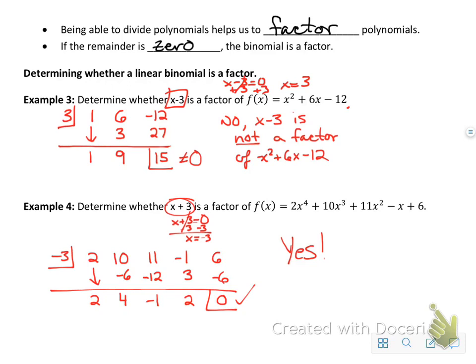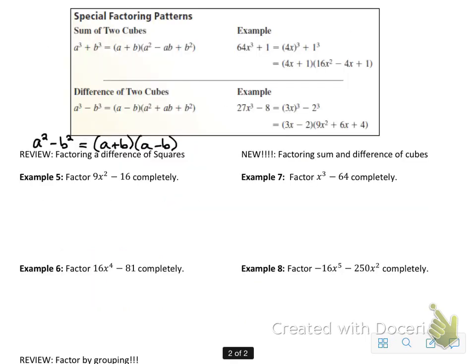Now, the other part of this section is factoring. And because you now know how to factor, you can see if a number, or if a factor, is actually a factor of the equation. We have to master special patterns. So let's go on to the back. We have the sum of 2 cubes and the difference of 2 cubes. And I'm going to show you how to use this. But first, we need to review factoring a difference of squares.